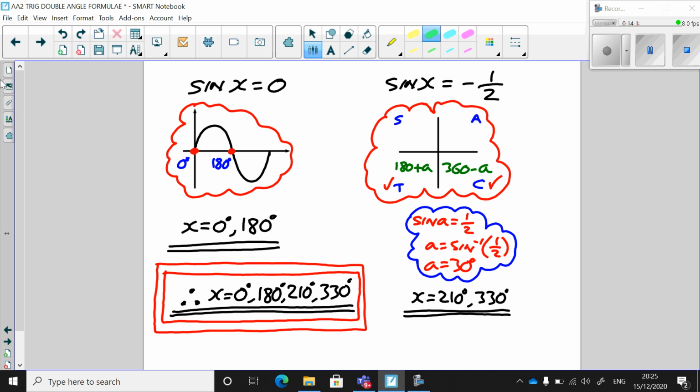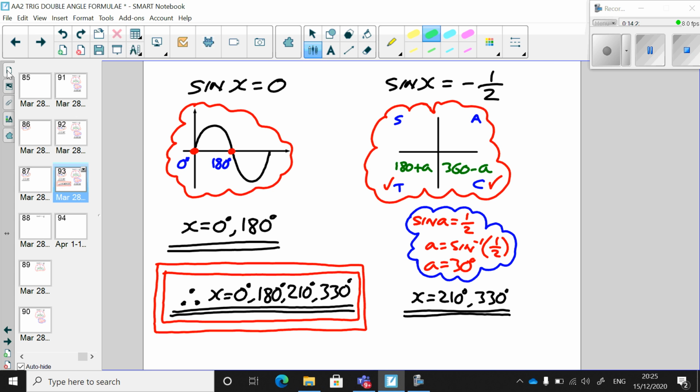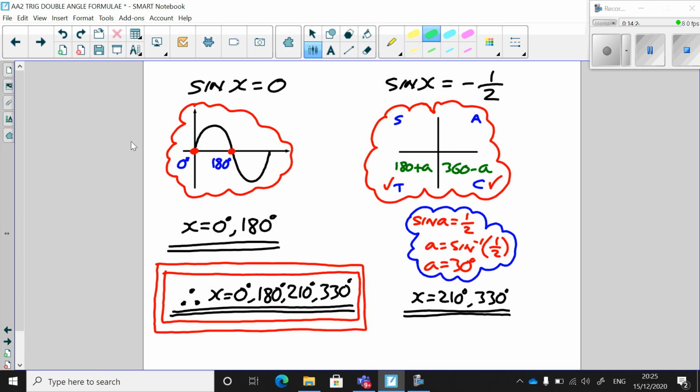Okay. I think I'm fine with that. That looks good. And do you know what? That looks like I've kind of completed the basic double angle formula solutions. But there will be a twist in this later on.